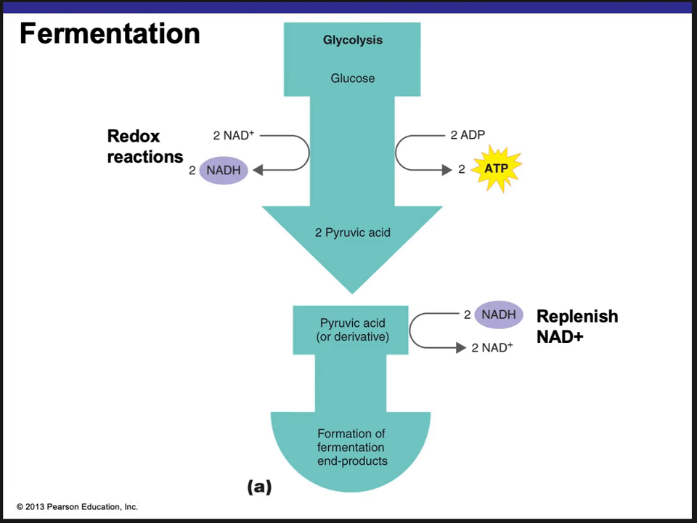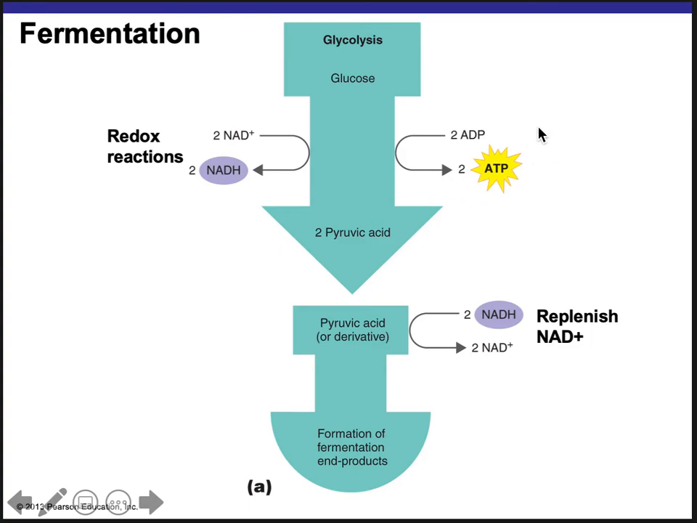Okay, and we need to be able to replenish the NAD. We need to oxidize NADH to become NAD plus, right? So NADH is the reduced form, NAD plus is the oxidized form. We need more NAD plus if we want glycolysis to happen. Why do we want glycolysis to keep happening? Because during fermentation, this is the only mechanism to get ATP at all.